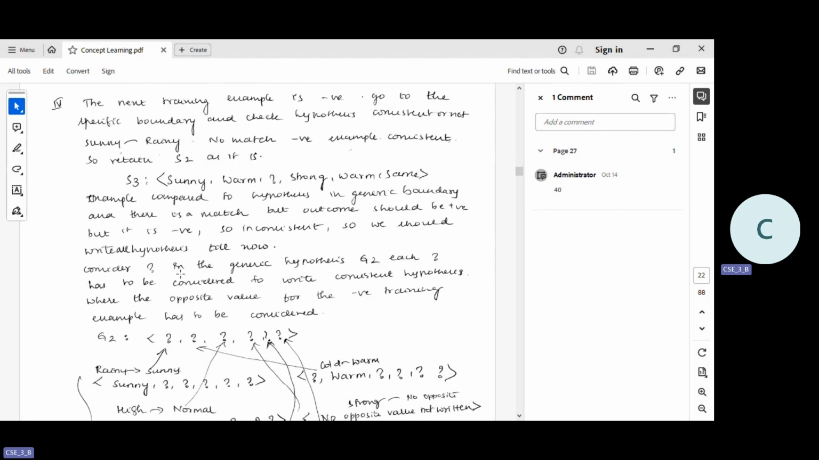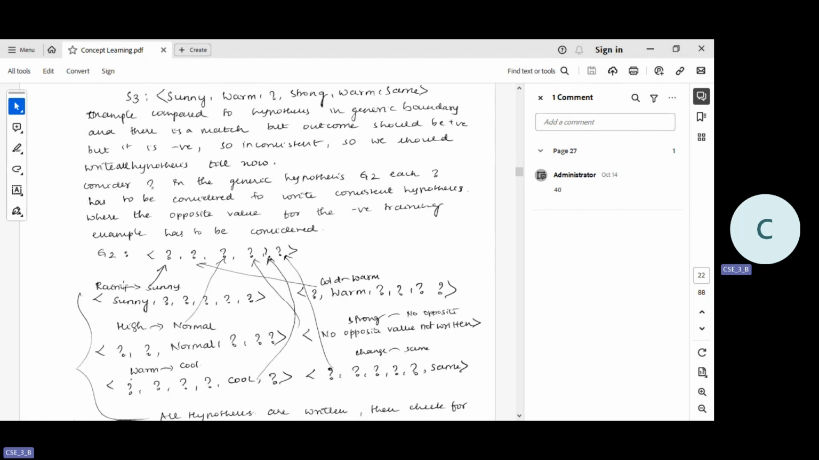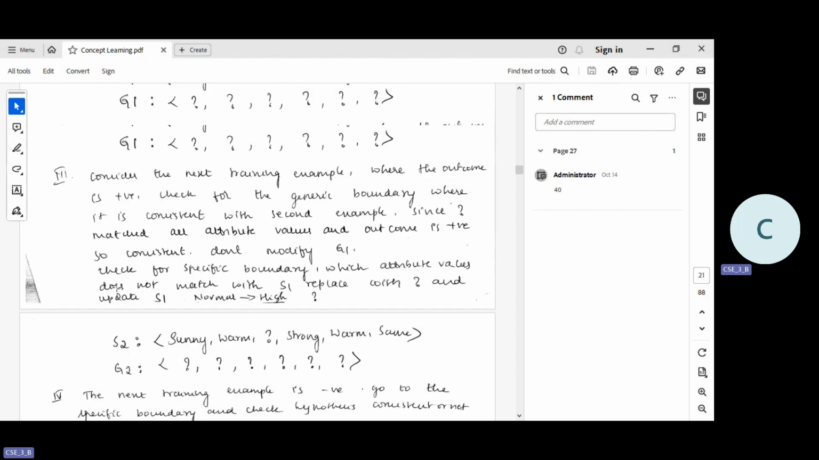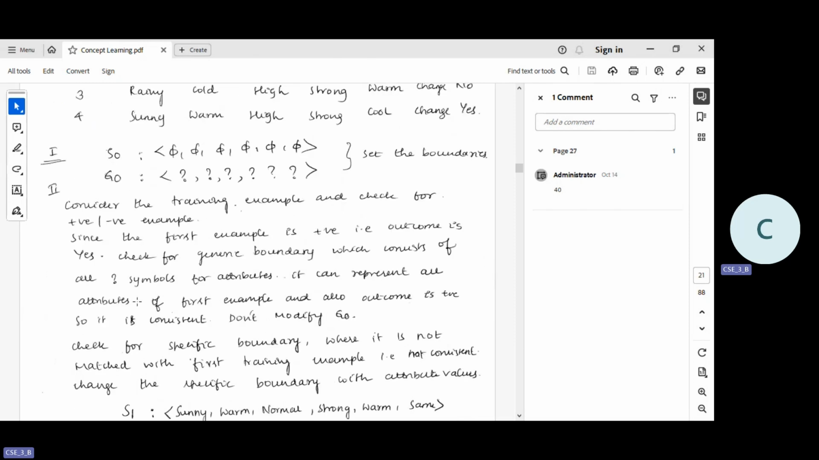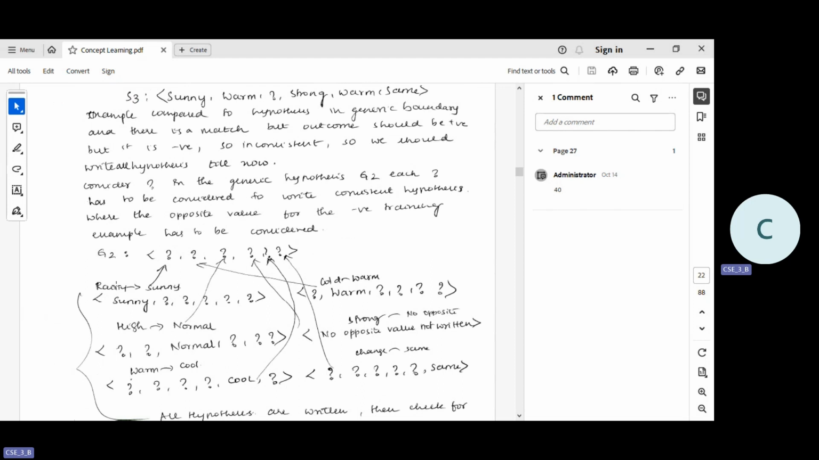We can understand this step by step. So we can observe here. With the generic boundary, all our attributes are question marks. Now the first question mark, please observe here. This attribute we are replacing: there is rainy, the third attribute value in the training example. This rainy has to be replaced by sunny, and then we write all the remaining question marks as they are. So we are updating the generic boundary. So this is the first hypothesis.